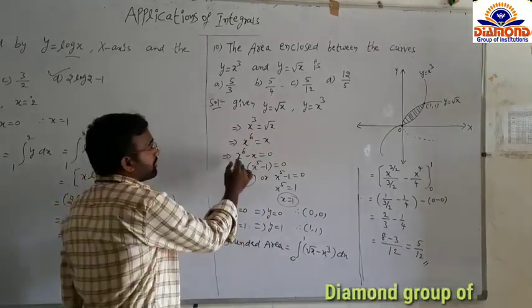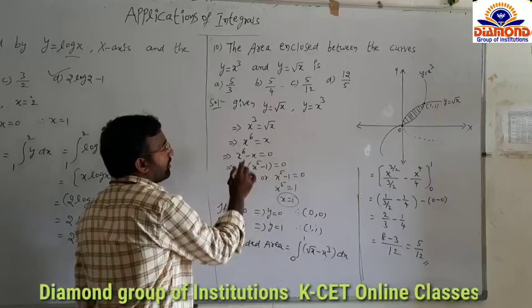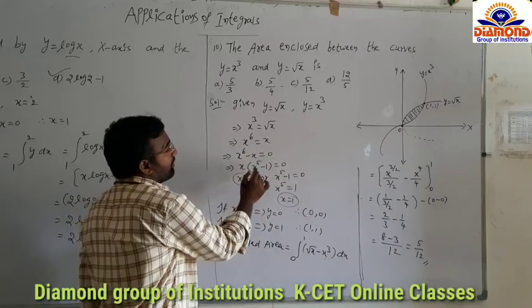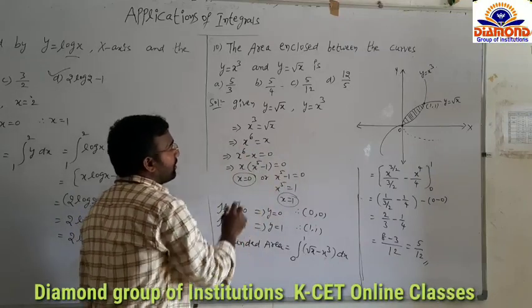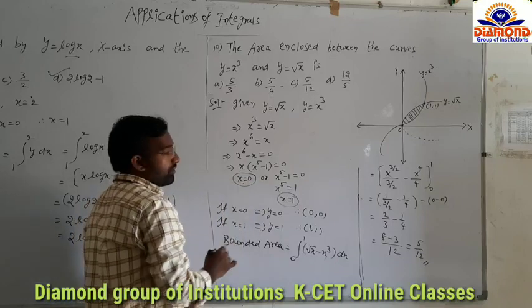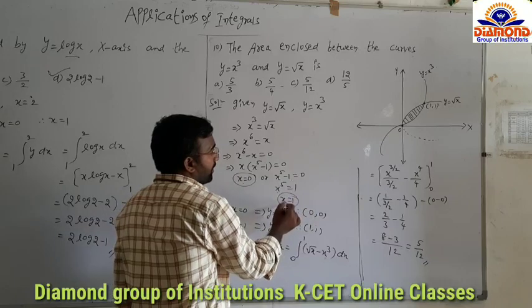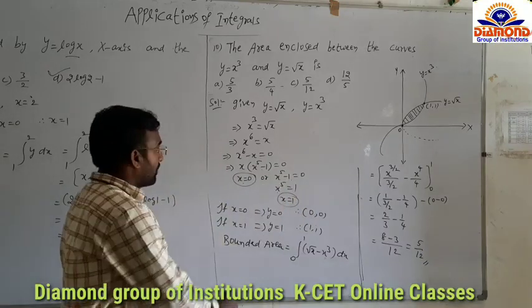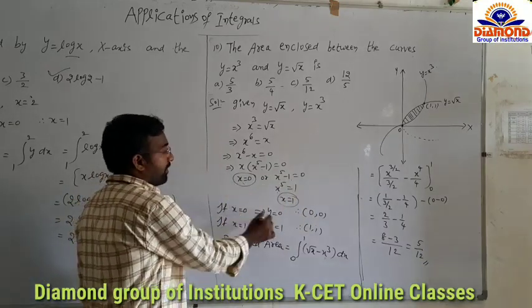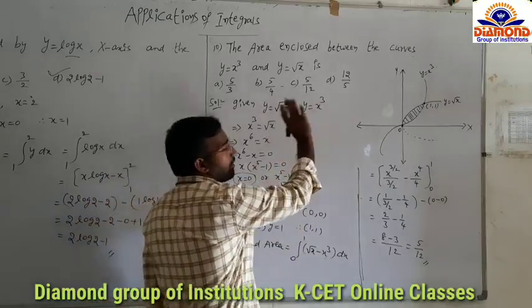In the next step, x power 6 minus x equal to 0. Here x is common, so x into (x power 5 minus 1) equal to 0. So the first one is x equal to 0. The second one, x power 5 minus 1 equal to 0, so x power 5 equal to 1, x equal to 1. If you take the x value as 0, y is also 0. You can substitute here or here, no problem.